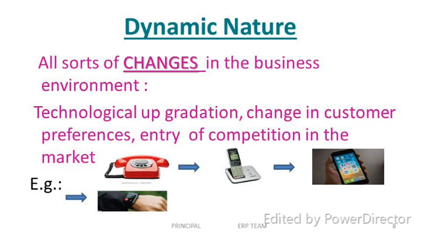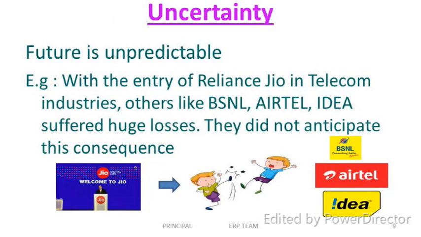Let's take an example. Earlier, communication started with landline, then came cordless phones, which gave way to smartphones. So there has been frequent changes in technology. Demands of people also changed. So a business has to understand the changes and adapt to it in order to be successful. Certainty.